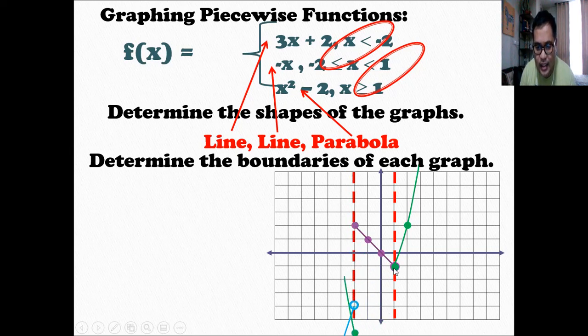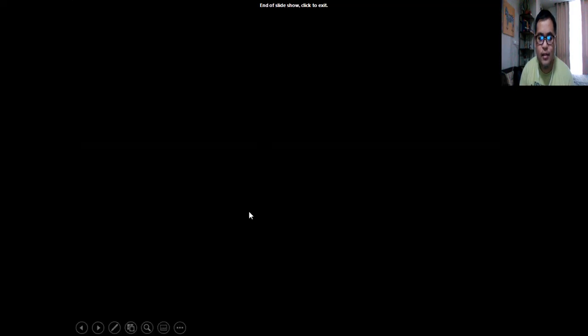So let us cut there. So this is now the graph of x squared minus 2 where x is greater than or equal to 1. That means all x's are including positive 1, 2, 3, 4, and etc. Okay, so this is now the graph of this piecewise function. Then remove our boundary. So this is how it looks like.